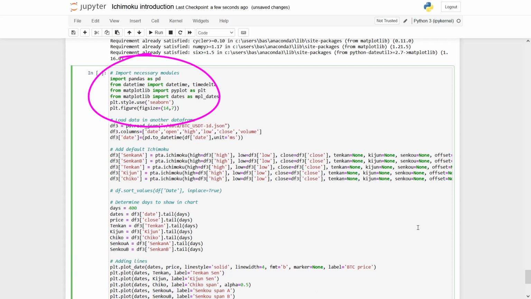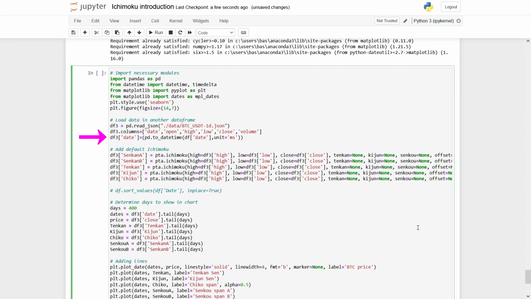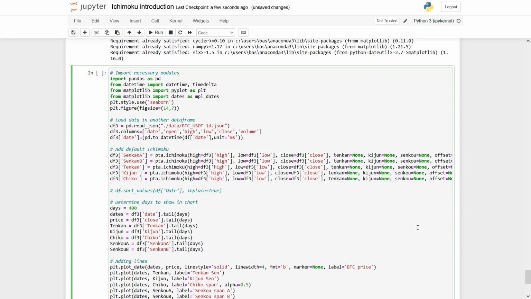So here I have imported all the libraries which I use to create a data frame and to create visualizations. Over here I have defined the plot style, which you can see later, and also the size of the figure I want to plot. Then again here I will read the JSON file which contains the data, and I have renamed the columns. And finally I turned the date into a readable format. Then here I create the different indicator columns for the Ichimoku cloud. And you can also see that I use the default values for Ichimoku.